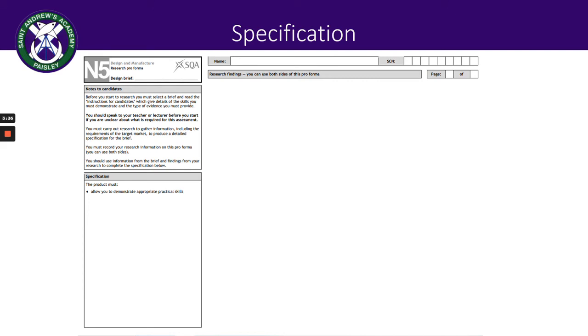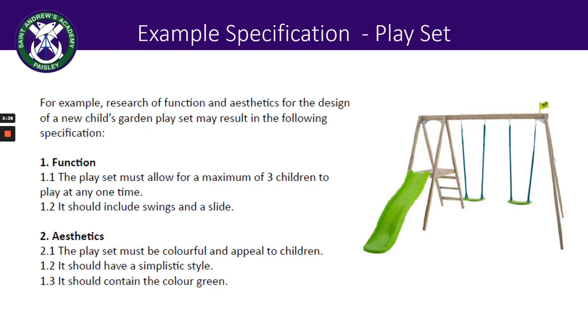That's the pro forma. So just have a look at how specifications should be written down and how they can be broken down into the design factors. And we would encourage this because it helps you evaluate your ideas and it will help with your annotations of each of your ideas against a particular design factor.